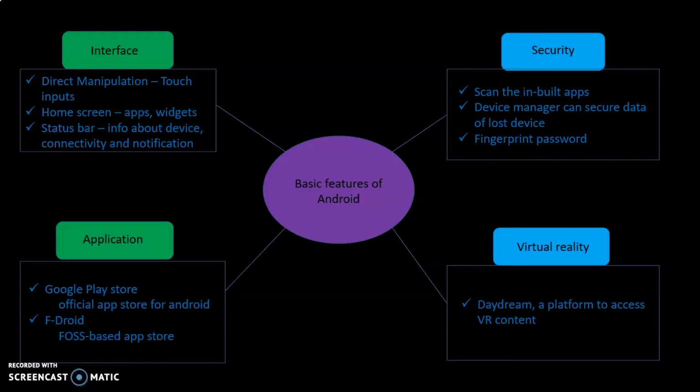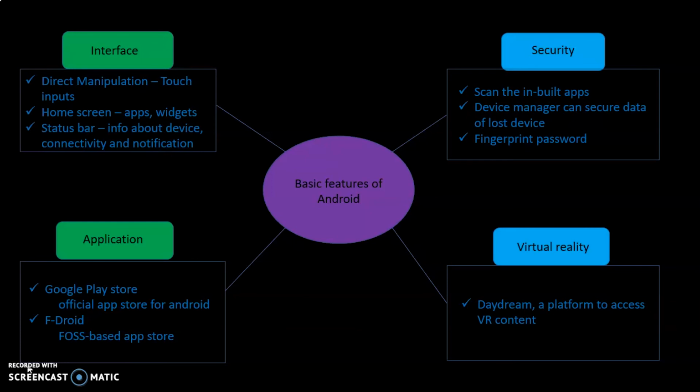And now we are going to see some basic features of Android. The basic features of Android include the interface, security, application, and virtual reality. So what is meant by the interface? In direct manipulation we can touch the screen, and with that we are communicating with the device. In the home screen you will have the apps as well as the widgets. The status bar gives info about the device, the connectivity, and the notifications.